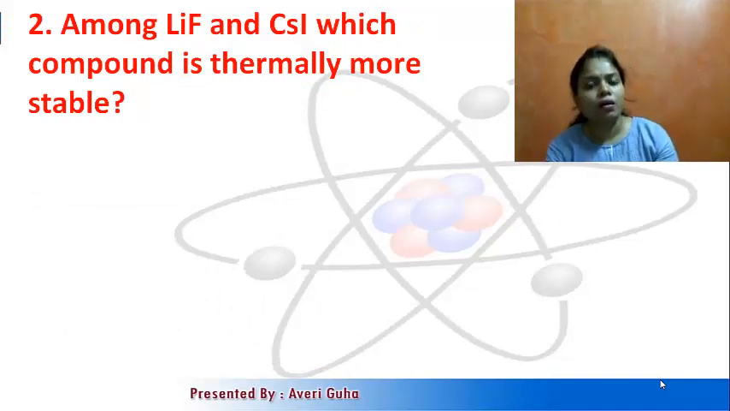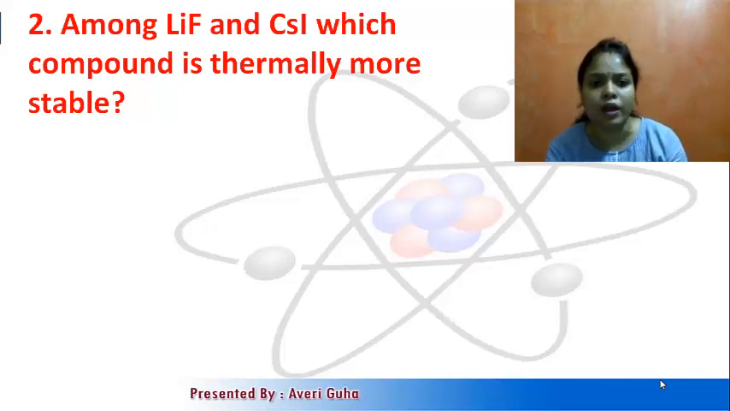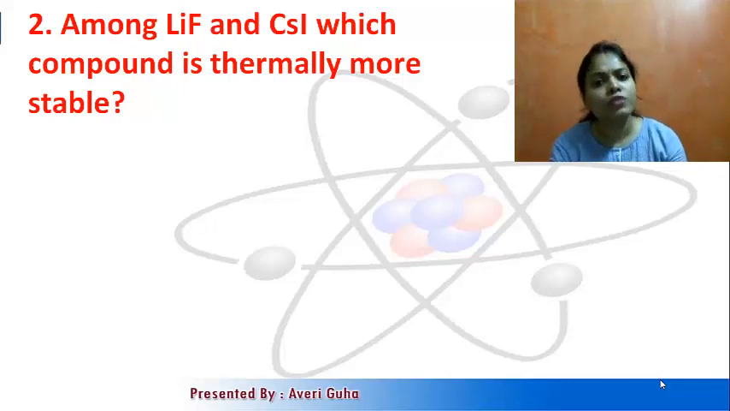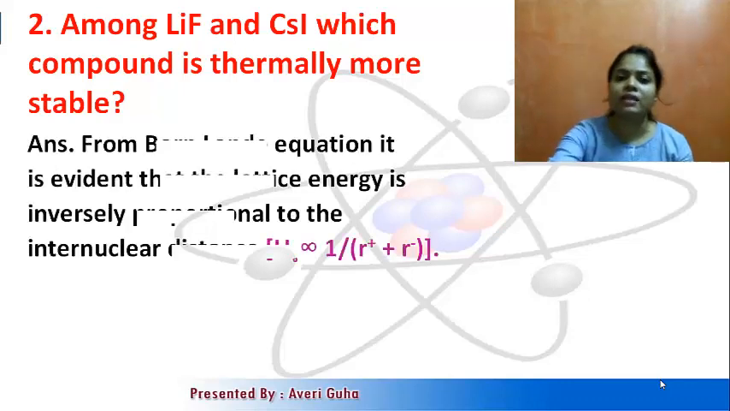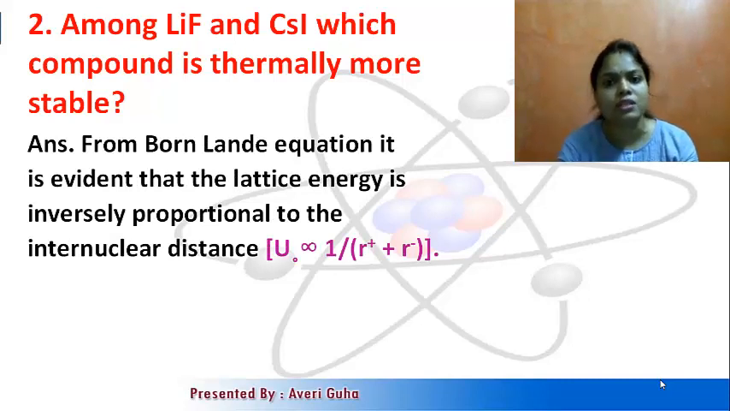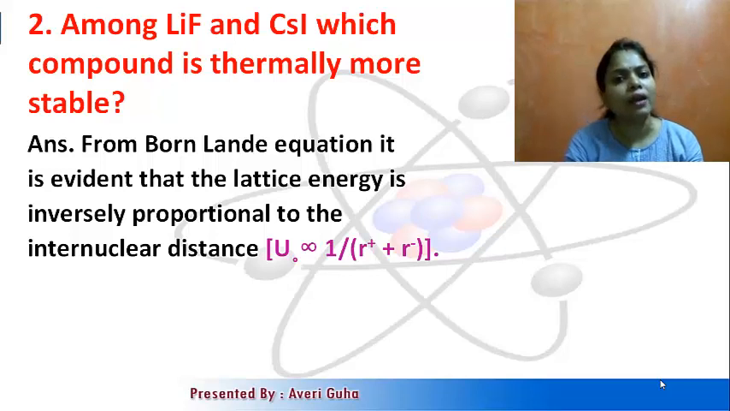They only want to know the comparison between two compounds, say lithium fluoride and cesium iodide. They are asking which one is thermally more stable. Obviously the compound which has more lattice energy will be thermally more stable. Now see, here no data is given, so we cannot calculate lattice energy, we can only compare the lattice energy. We know from the Born-Landé equation that lattice energy is inversely proportional to the internuclear distance, and internuclear distance is nothing but the summation of the radii of the cation and the anion.